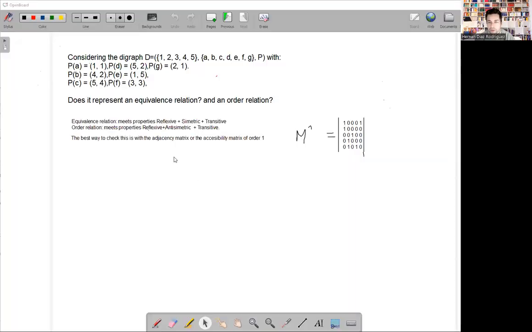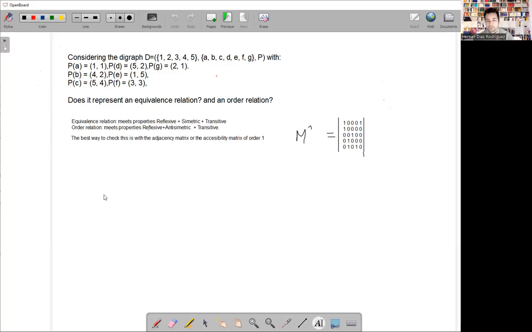And we are going to continue working on the problem, yesterday's problem, right? So yesterday we had this directed graph defined by this set of vertices, the set of edges, and the application, right? And we were working with the accessibility matrix of order 1.